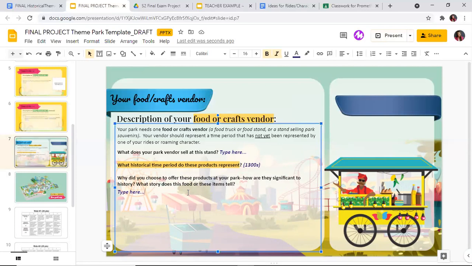And then finally, why did you choose to offer these products? So you have one vendor, you chose this one product. Why is this the product you think people are going to want or should have? Or what story do these items or this food tell? So again, this is where I want you to be creative and remember that you're trying to attract people to buy these items and to come to your park, but also where you need to describe in detail the historical significance of these items or of the food.